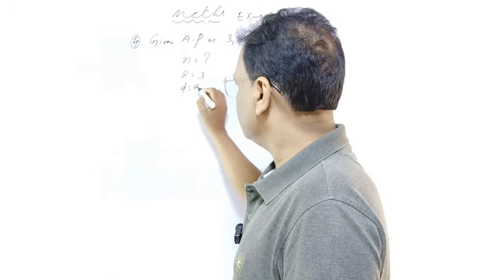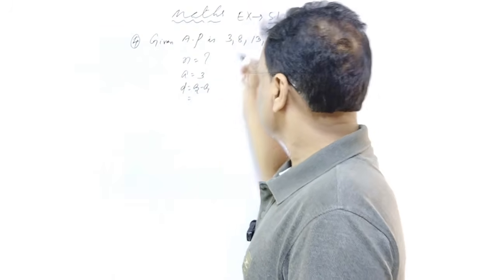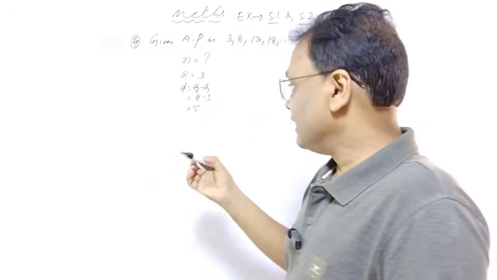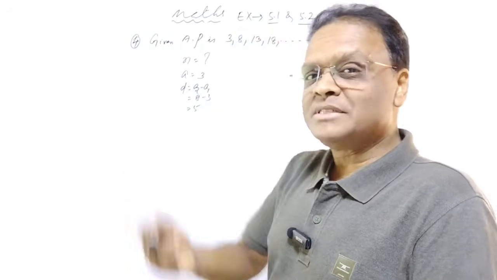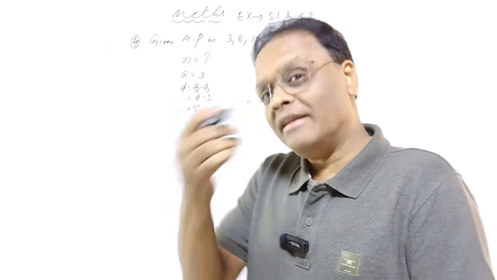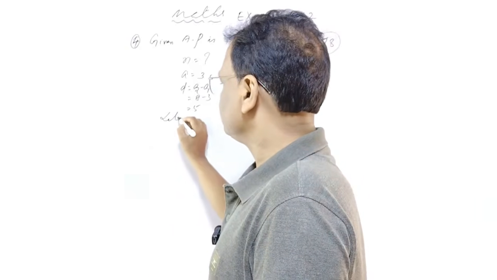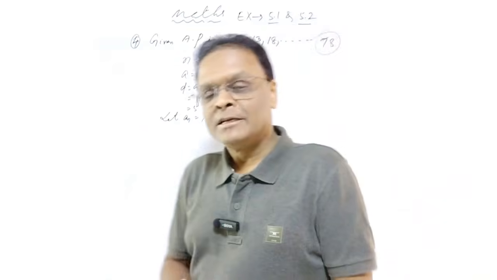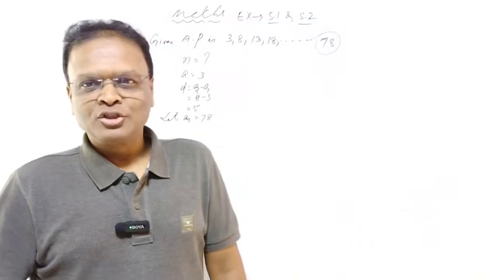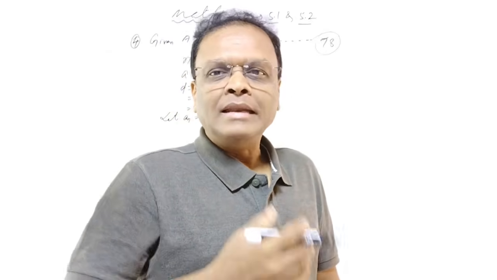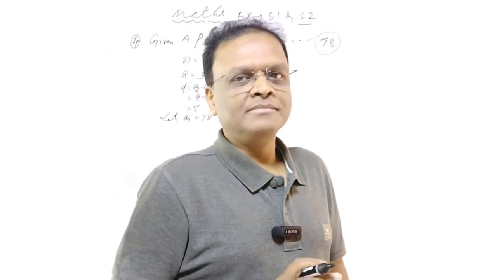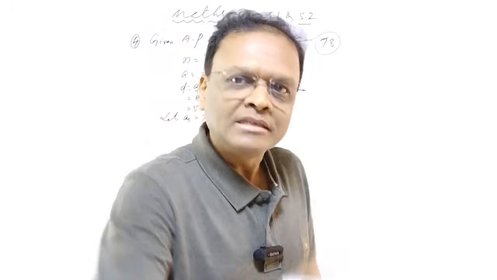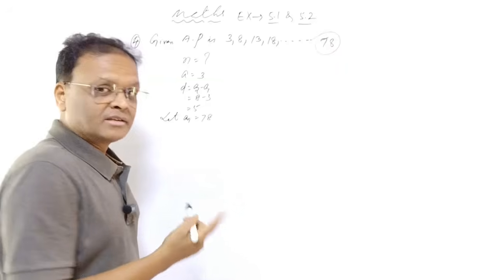And d. D is a2 minus a1. a2 is 8, 8 minus 3, which is 5. D over. And the last term, whatever the term is asking, which term will be 78? Let the nth term be 78. Suppose he is asking which term will be 50, then I should consider let the nth term be 50. So he is asking which term is 78, I am considering let nth term be 78.